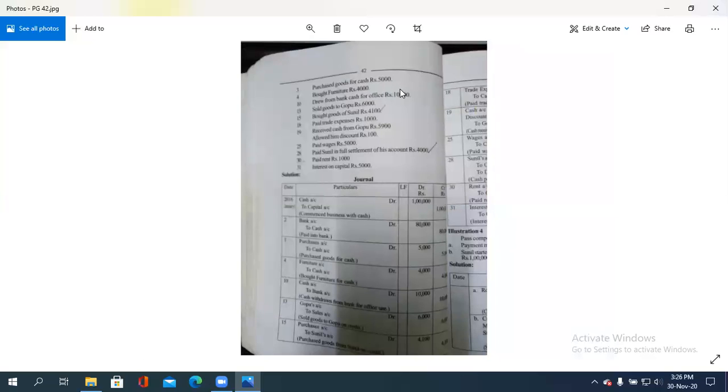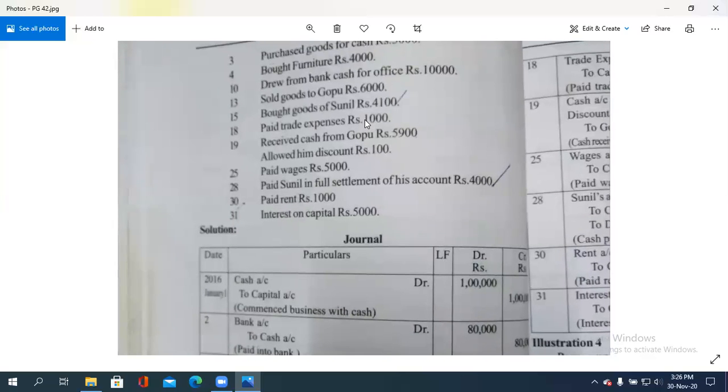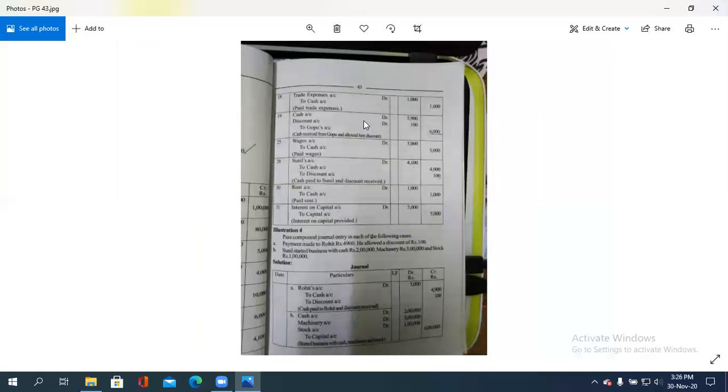So in that way, and also paid rent, in the sense an expense. Rent account debit to cash 1,000 and interest on capital 5,000. So interest on capital account debit to capital, because it is an expense account. And it is a gain also for the capital purpose. So that is why interest on capital account debit 5,000 to capital account, isn't it?